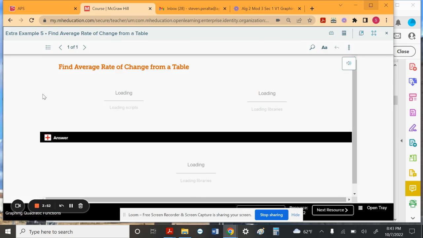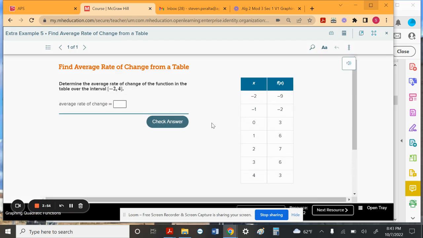So now finding it from a table. A table's a little easier because I don't have to plug it in. If I'm finding it from an equation, I have to plug it in, but here we have a table. Notice here are our x values again: negative 2 and positive 4. So our f of negative 2 is negative 9, and f of 4 is 3. So we're going to do 3, always the larger number, 3 minus a negative 9.